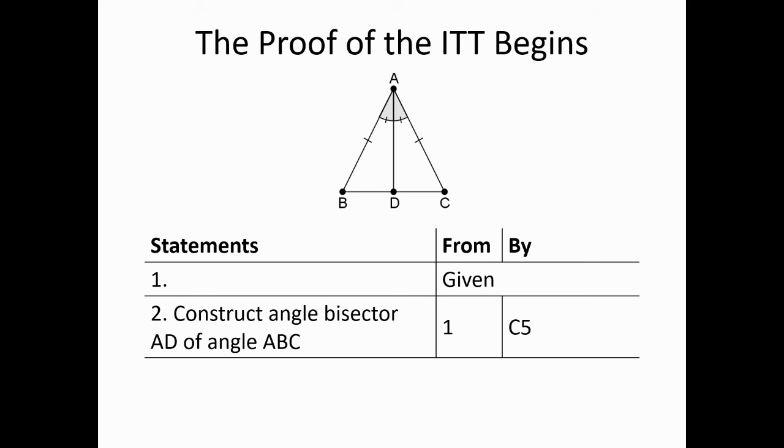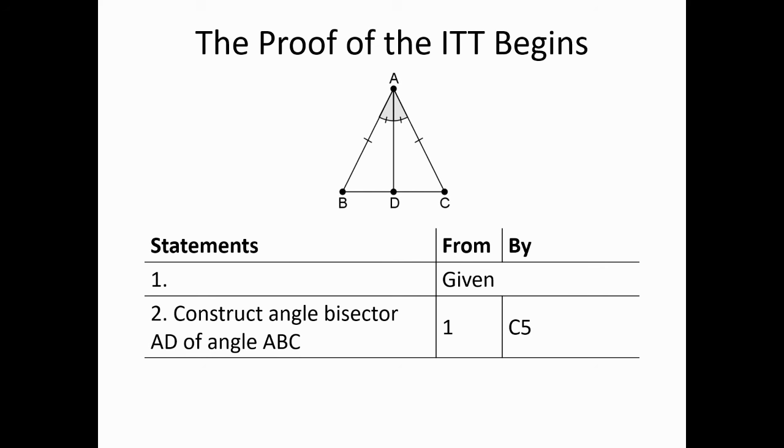Okay, so notice line number 2. It says construct angle bisector AD of triangle ABC. And that comes from line number 1, which is the given, because the given tells us of the existence of the angle that we wish to bisect, that is angle BAC. And then it is that construction rule C5.